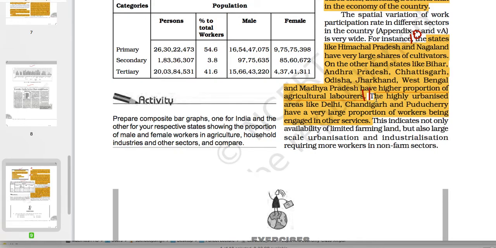Last point is the highly urbanized areas like Delhi, Chandigarh, Pondicherry, a large population is engaged in other activities. Means they are engaged in secondary activities or in tertiary activities. Means they are engaged in industries, then the non-agricultural sector. And here the large population is of tertiary activities. Means a large number of people are engaged in administrative jobs.